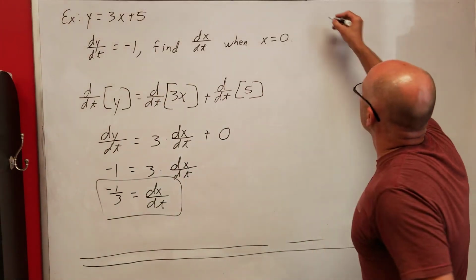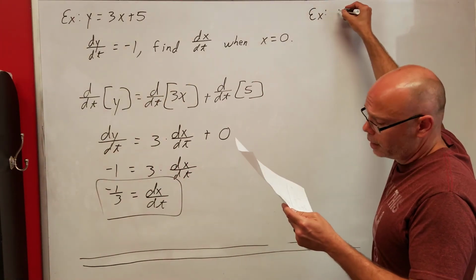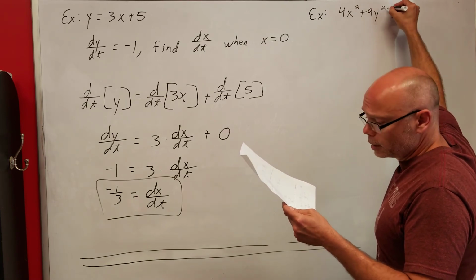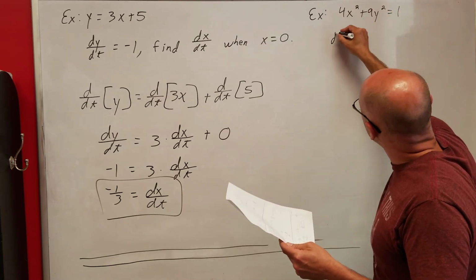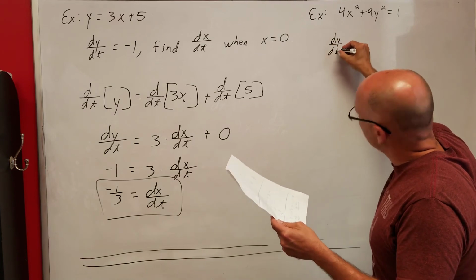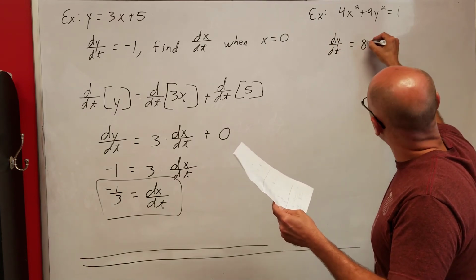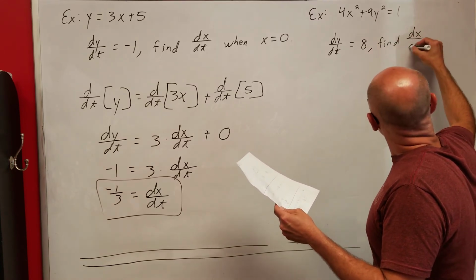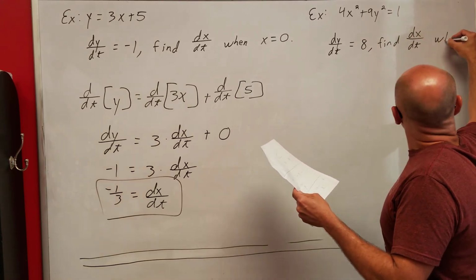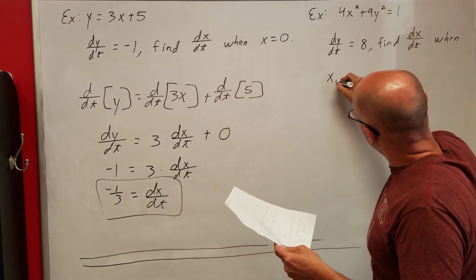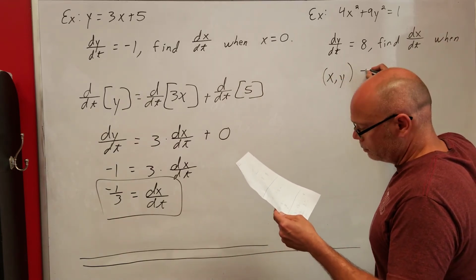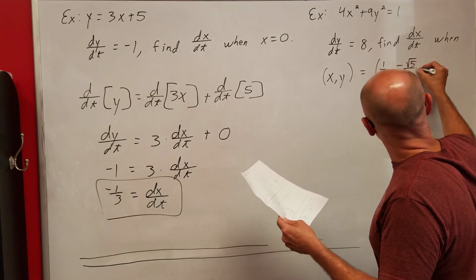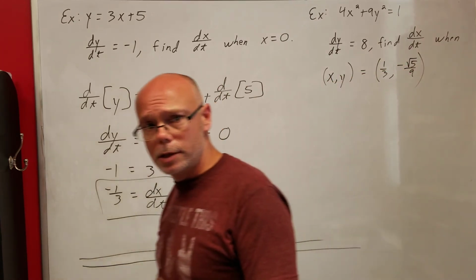Our next example, we're going to have 4x squared plus 9y squared is equal to 1. And they say, given that dy over dt is equal to 8, find dx over dt when we have the ordered pair x comma y equal to 1/3 comma negative square root of 5 over 9. Not a pretty point, but it's a point.